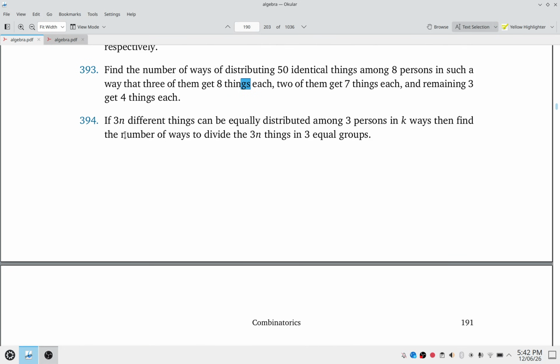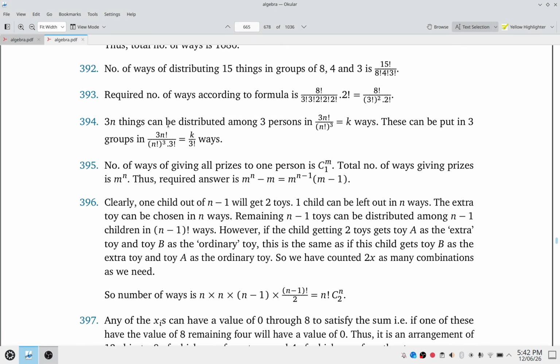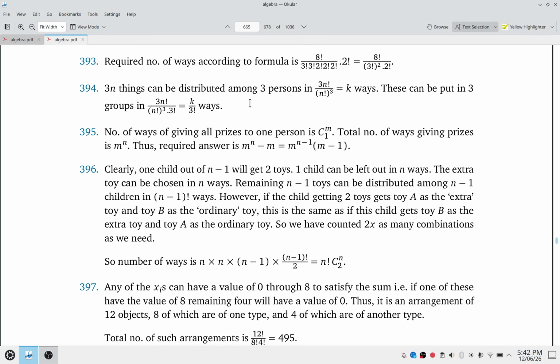Question 394 says that if 3 different things can be equally distributed among 3 persons in k ways, then find the number of ways to divide 3 things in 3 equal groups. So 3 things can be distributed among 3 persons in 3 factorial by n factorial cube, that is k ways. These can be put in 3 groups in 3 factorial by n factorial cube into 3 factorial, that is k by 3 factorial ways, so based on the direct formula.